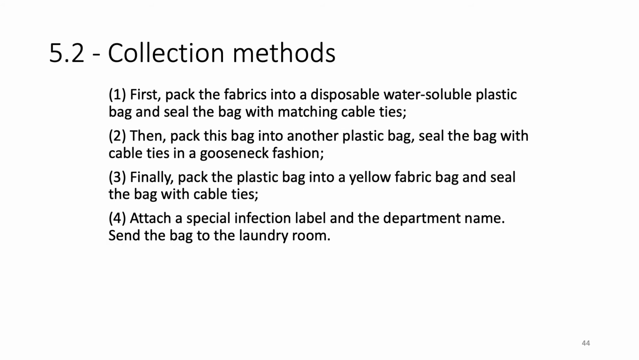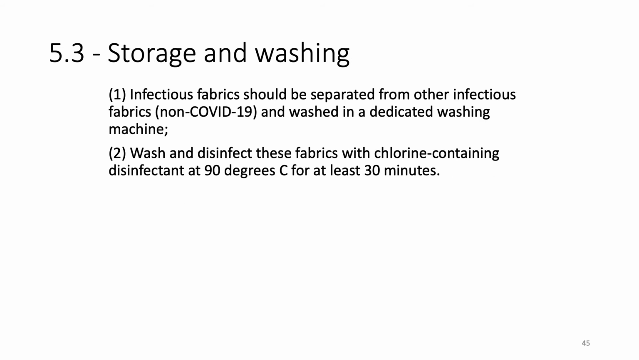5.2, collection methods. 1. First, pack the fabrics into a disposable, water-soluble plastic bag and seal the bag with matching cable ties. 2. Then pack the bag into another plastic bag, seal the bag with cable ties in a gooseneck fashion. 3. Finally, pack the plastic bag into a yellow fabric bag and seal the bag with cable ties. 4. Attach a special infection label and the department name. Send the bag to the laundry room.